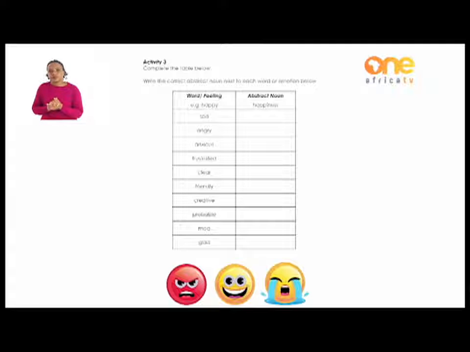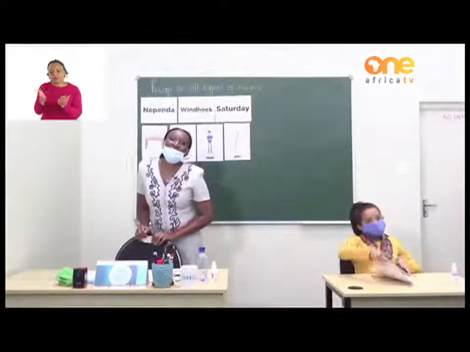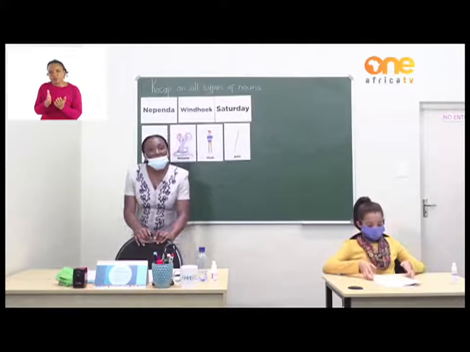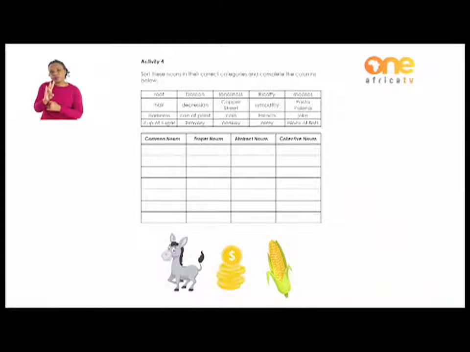We are going to move on to the next activity on page 7. On page 7, there is activity 4 that you are going to do. And the instructions are, sort these nouns in their correct categories and complete the columns below. Those are the activities that you are going to do. It's quite a lot, but I hope that you are going to enjoy them.